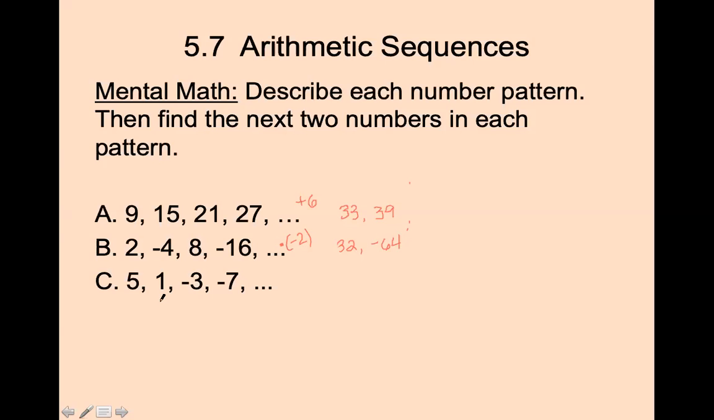Let's look at our last one. This time they're definitely getting smaller. From here to here, I definitely subtracted 4. Is that the same thing here? Yeah. So this time our pattern is subtract 4. And if I subtract 4 from 7, I'm going to be at -11. And if I subtract 4 from -11, I'm going to be at -15.